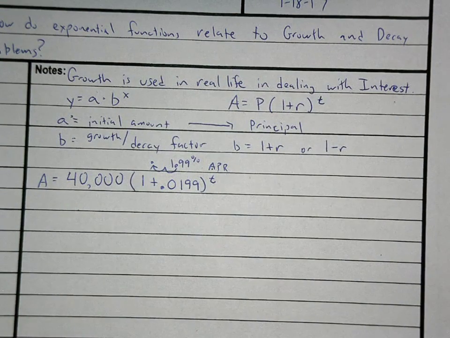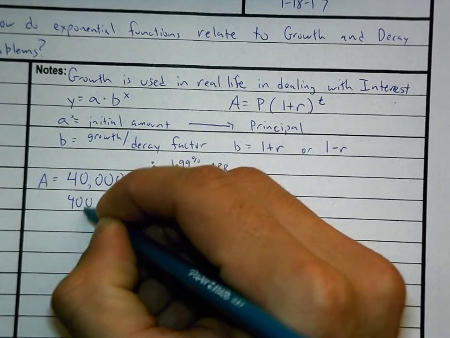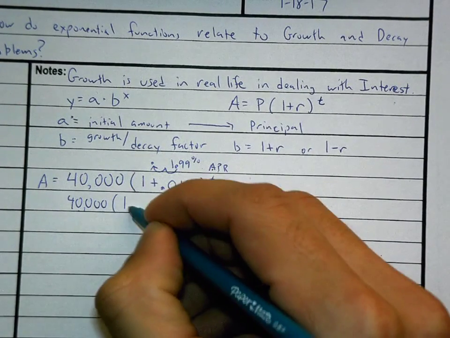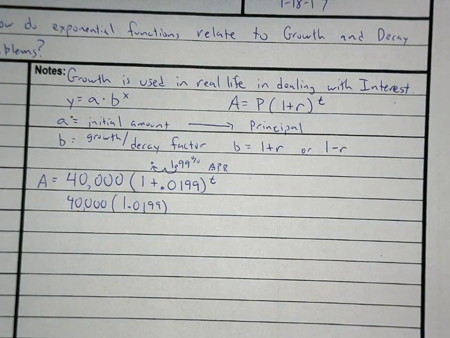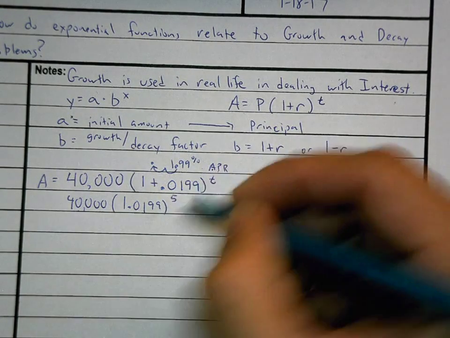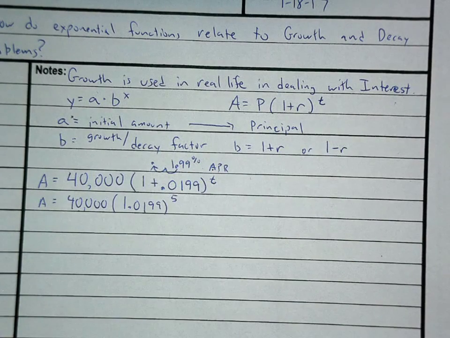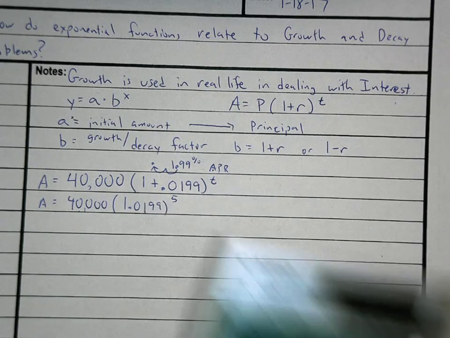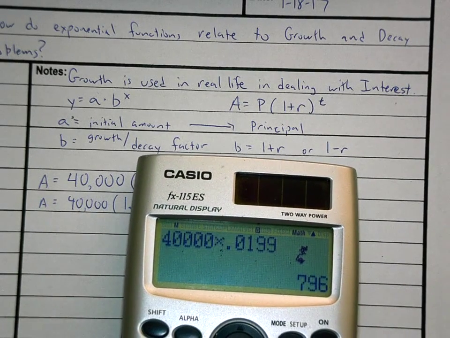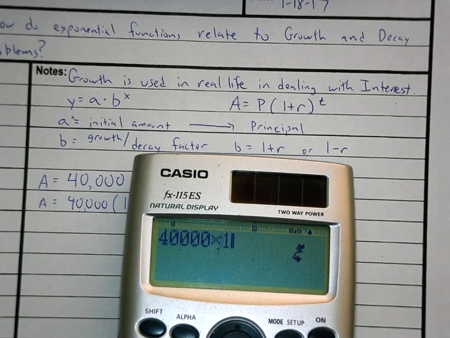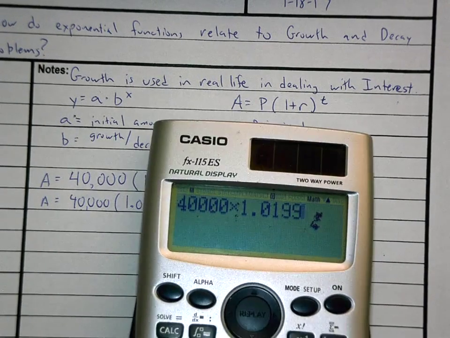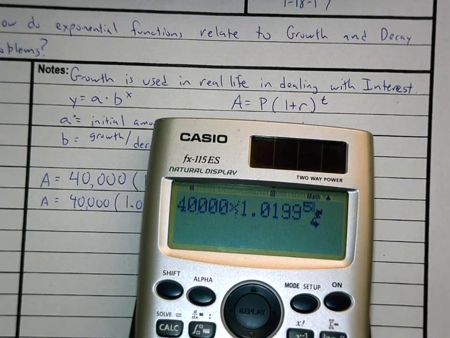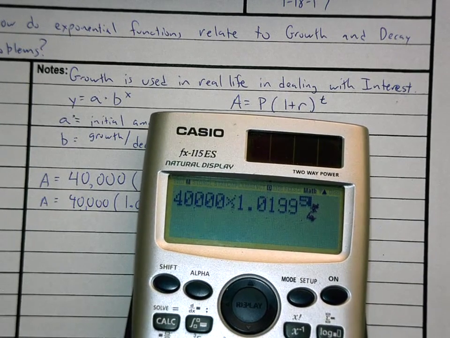This is what it looks like. Your initial value is $40,000, your starting amount. Your B, your growth factor, is 1.0199, and most likely it's a 5-year deal. That's usually what most car commercials or car places put out. So if I were to actually type this in, how much do you think it is? Let's do this. 40,000 times 1.0199, and I'm going to raise that to the 5th power because we're going to go for 5 years. That's how most of those terms are. Some are 6.